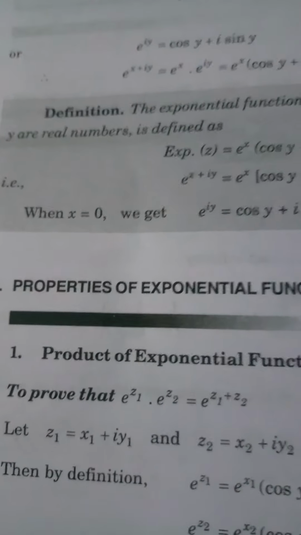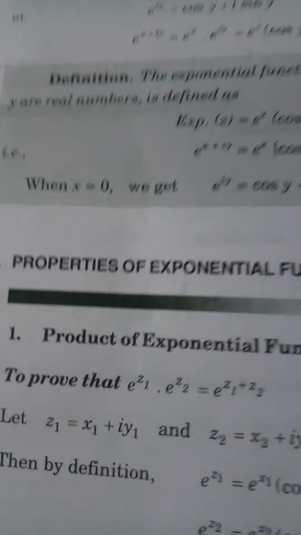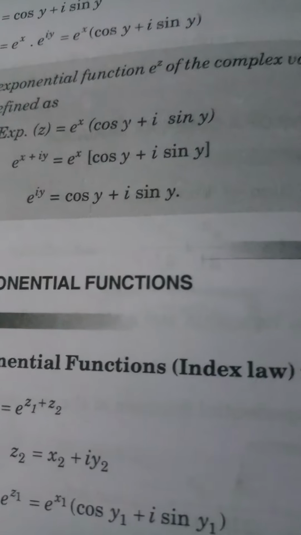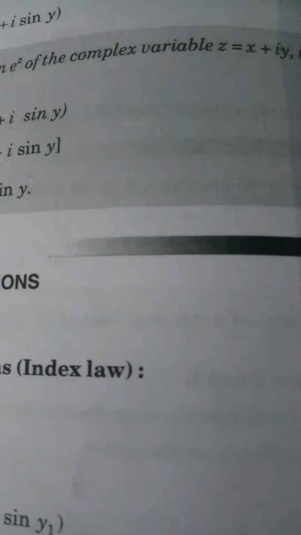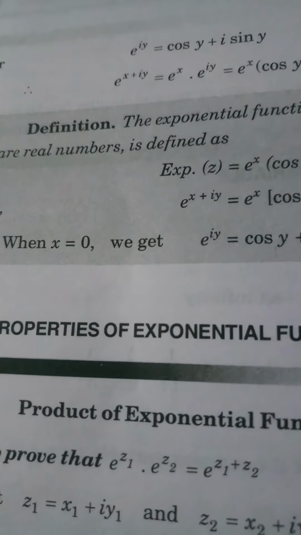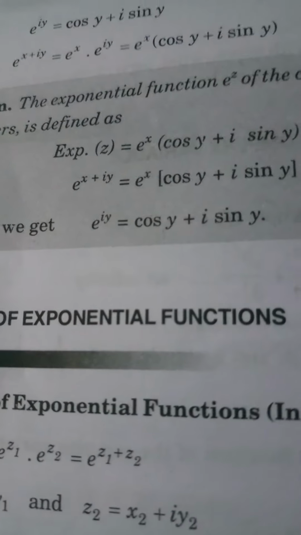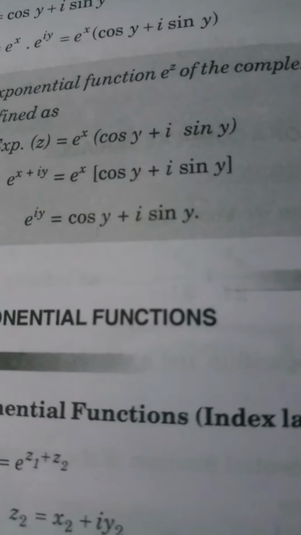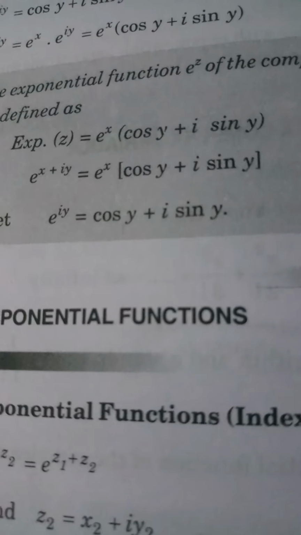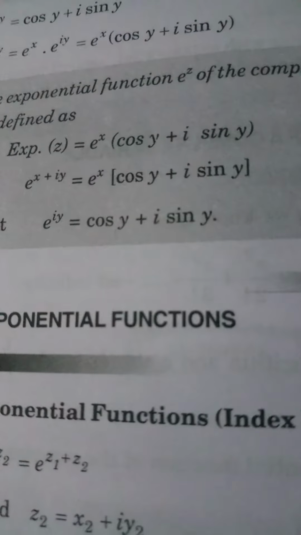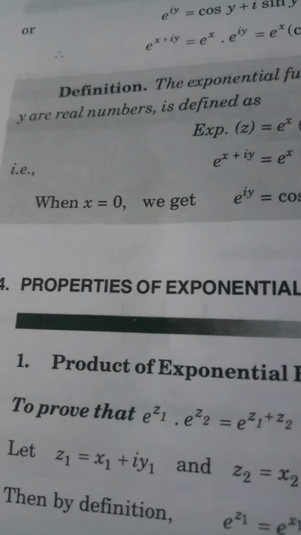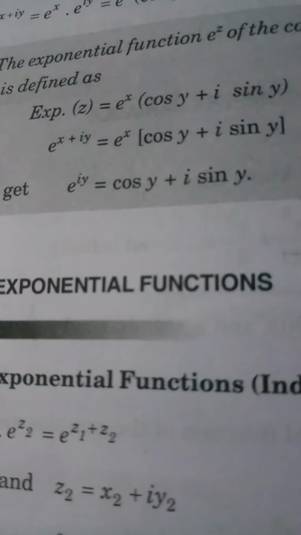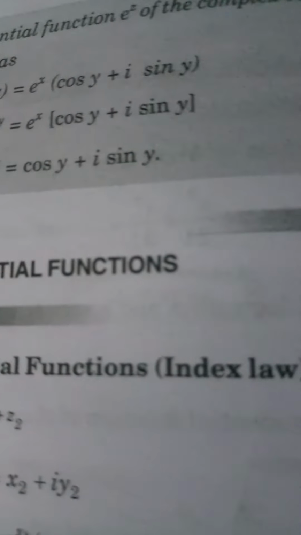Therefore, by definition, the exponential function e to the power z of the complex variable z equal x plus iota y, where x and y are real numbers, is defined as exponential z is equal to e to the power x into cos y plus iota sin y. That is, e to the power x plus iota y equal to e to the power x into cos y plus iota sin y. When x equal to 0, we get e to the power iota y is equal to cos y plus iota sin y.